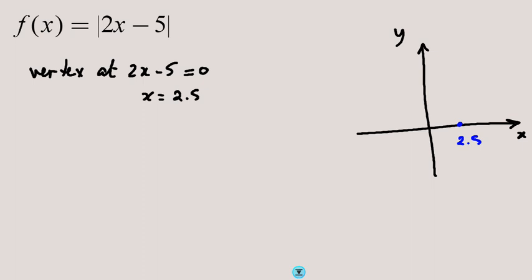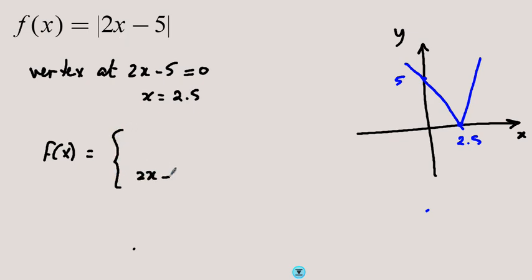Actually, let's do it better. It's going to be double this distance, so it's going to be somewhere here. And then, simply, your V-shape. And that's it. And if you want to redefine it, f of x is equal to 2x minus 5 for values of x that are greater than or equal to 2.5, and change the signs, -2x plus 5 for values of x that are less than 2.5.